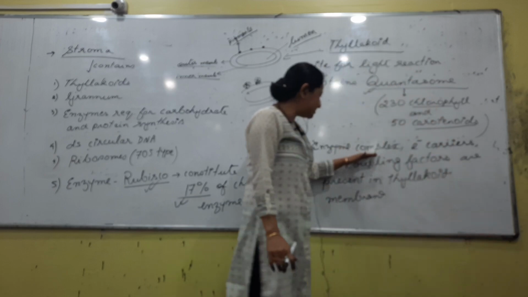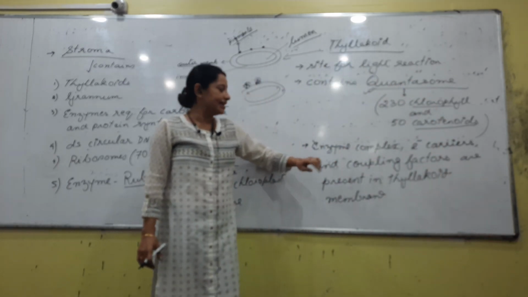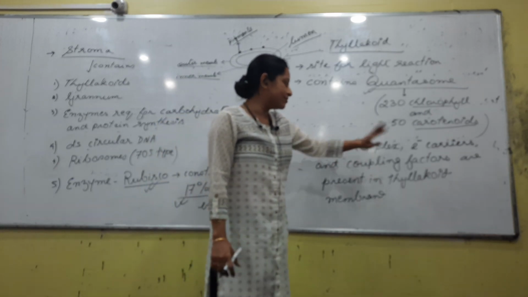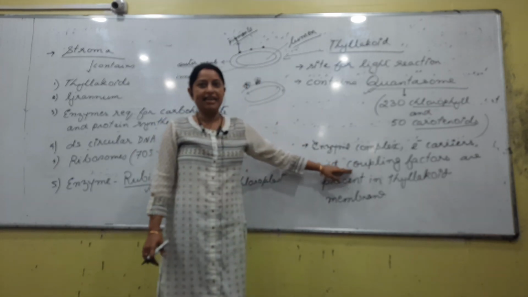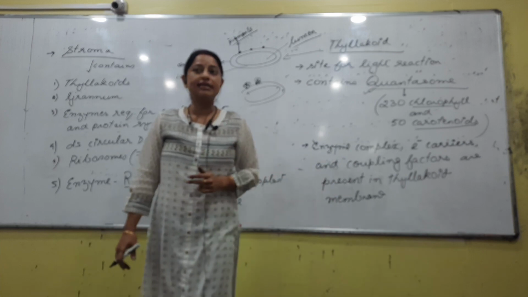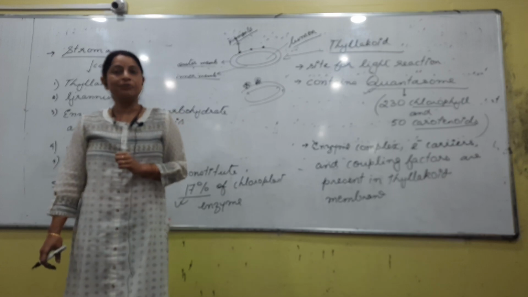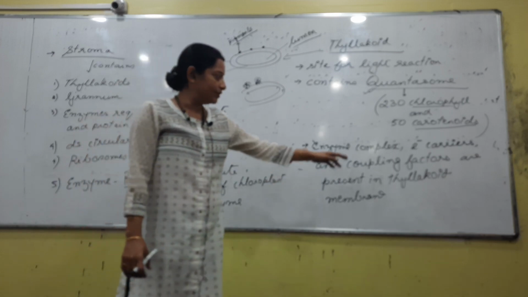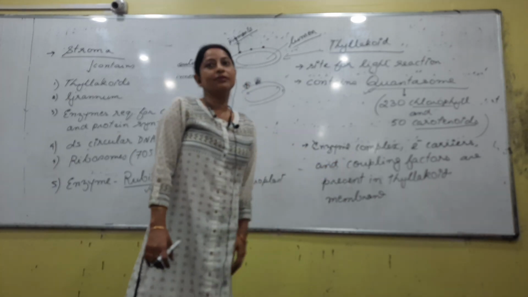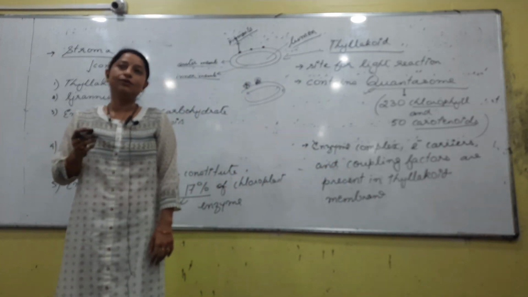And coming to this sentence, this sentence will also be hard to understand since we have not done photosynthesis. Enzyme complexes, electron carriers, coupling factors, everything is related with photosynthesis. Again, the same question: when you study photosynthesis, you will know about the chemiosmotic hypothesis. It talks about how ATP is formed inside the chloroplast.